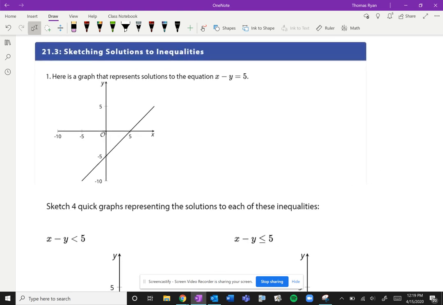Okay, so example 3, 21.3. Now we're going to finally put things all together here. We're going to sketch solutions to graphs of inequalities. Okay, so let's start with something we know that we feel comfortable with.